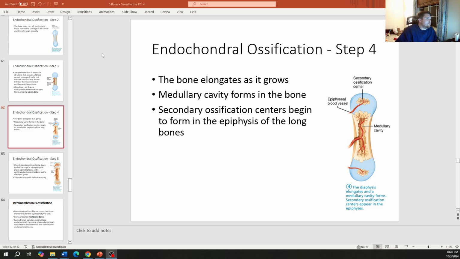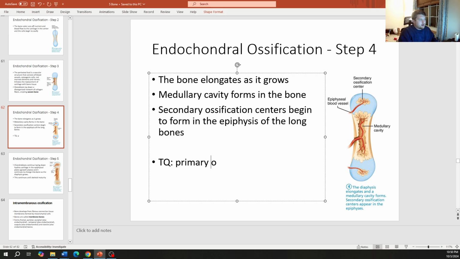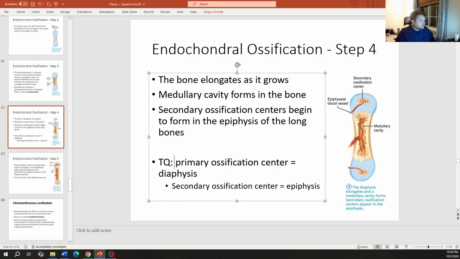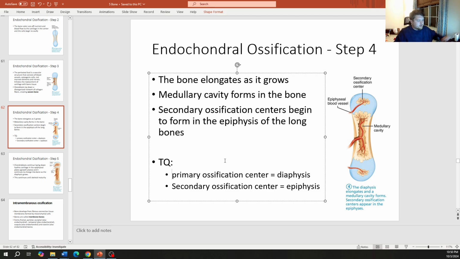Apologies. So they have the red marrow through the whole bone, and then you get these secondary ossification centers in the epiphysis, okay? So remember for the test: primary ossification center, diaphysis; secondary ossification center, epiphysis. Okay? You want to remember that for sure.